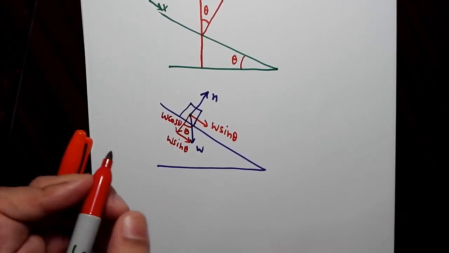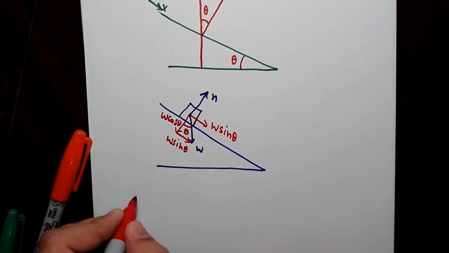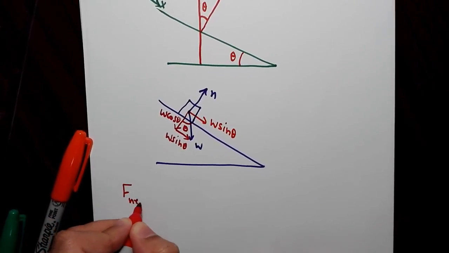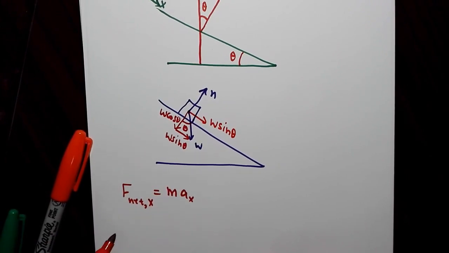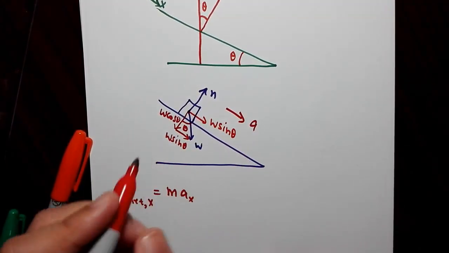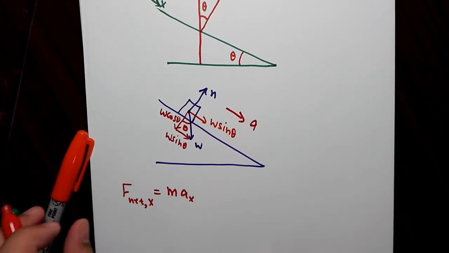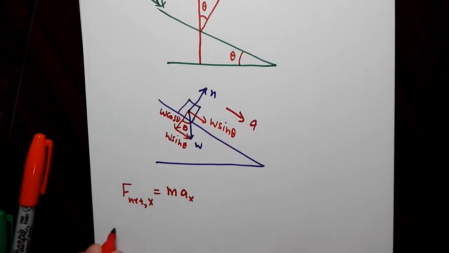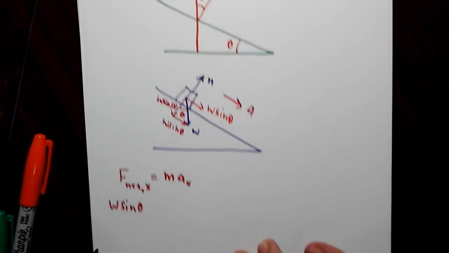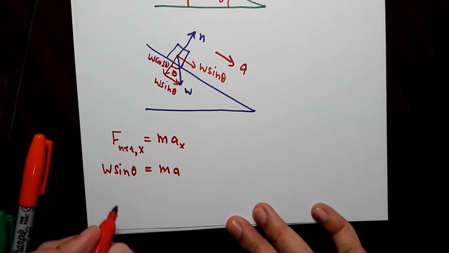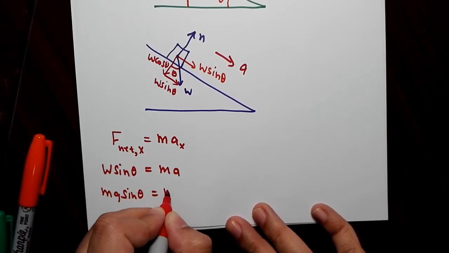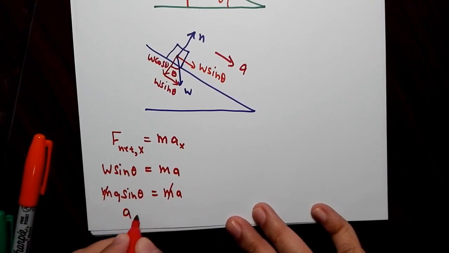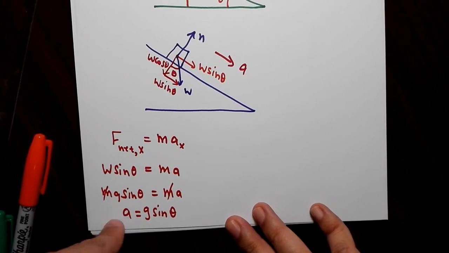So now we can write Newton's second law along the x-axis. F net x equals mass times acceleration in the x direction. Let's say that the object is moving down with acceleration a. Then F net x, the only force acting in the x direction, is W sine theta. So you get mg sine theta equals m times a. The m cancels out, so a equals g sine theta. So it's independent of the mass of the object.